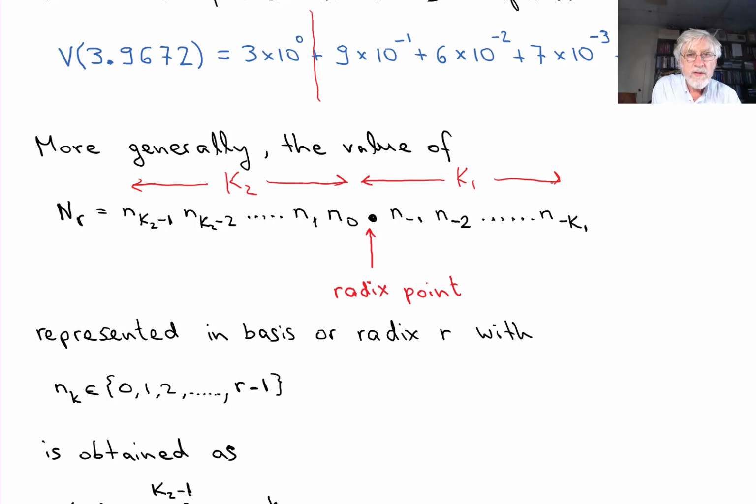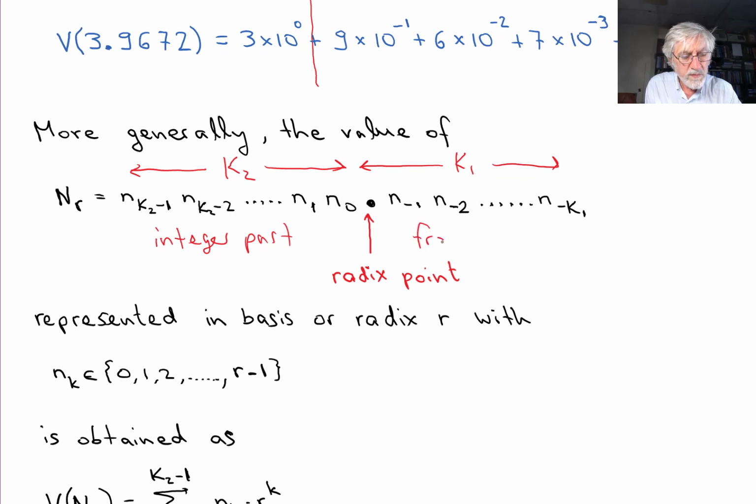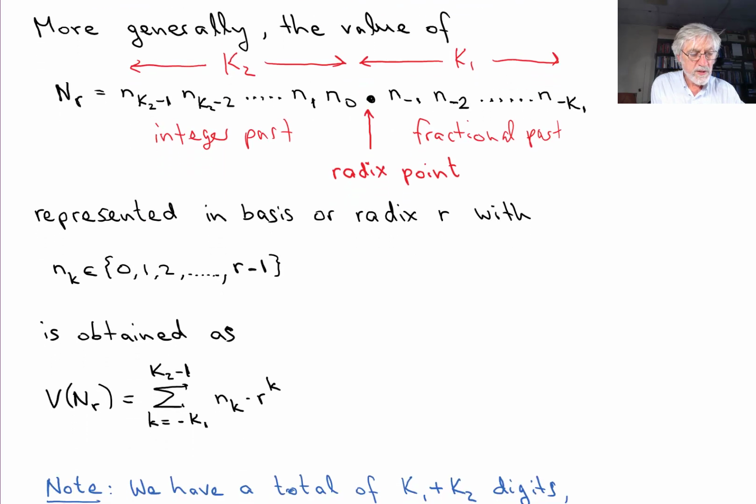And we call the left side here the integer part of the number, and the right side, to the right of the radix point, we call the fractional part of the number. And each of the digits in here, the n sub little k, are from the set 0, 1, 2 up to r minus 1, where r again is the basis or the radix that we use for our number representation.